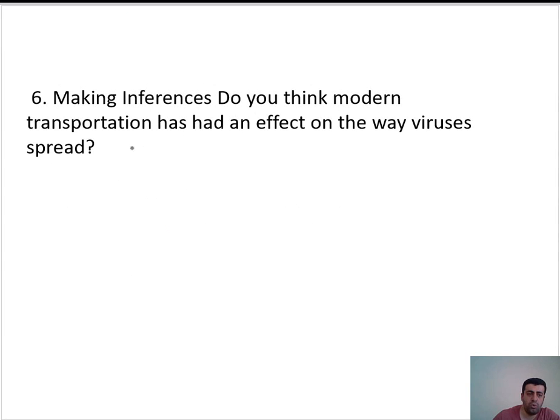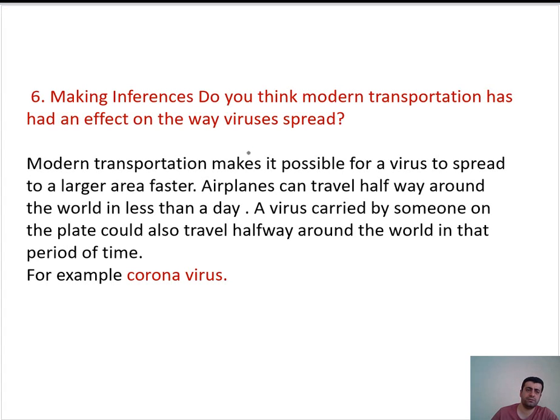Do you think modern transportation has had an effect on the way viruses spread? Of course, because of coronavirus. Modern transportation makes it possible for a virus to spread to a larger area faster. An airplane can travel halfway around the world in less than 1 day. A virus carried by someone on the plane could also travel halfway around the world in that period of time. For example, coronavirus.